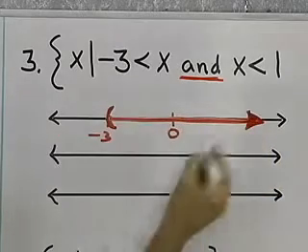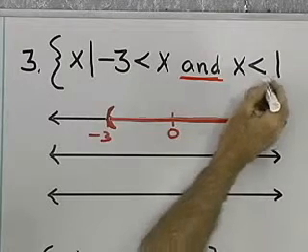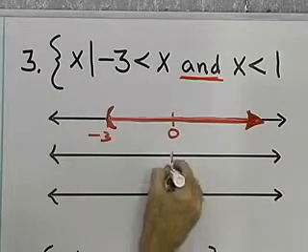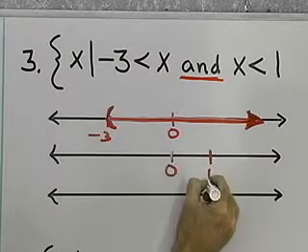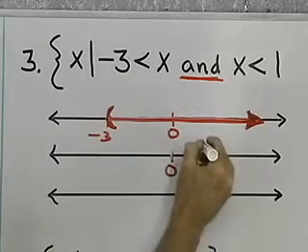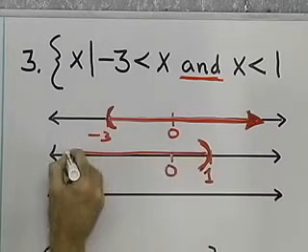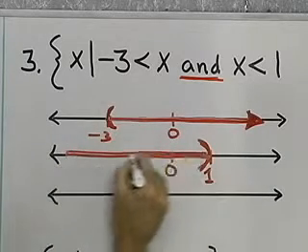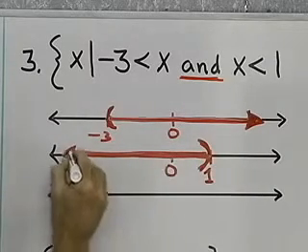Looks like that. Now I'll go to this inequality, x is less than 1. Okay, here's 0 for reference. I'll put in 1 over here. X is strictly less than 1, so again, I use my parenthesis like this. And I'll graph all the numbers down below 1 like that.